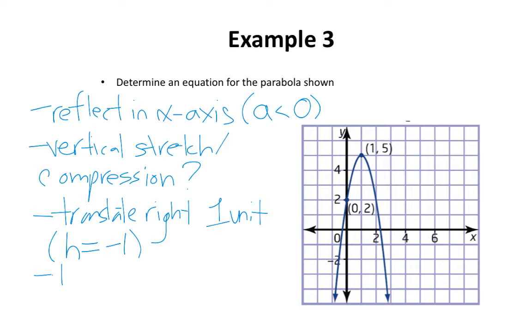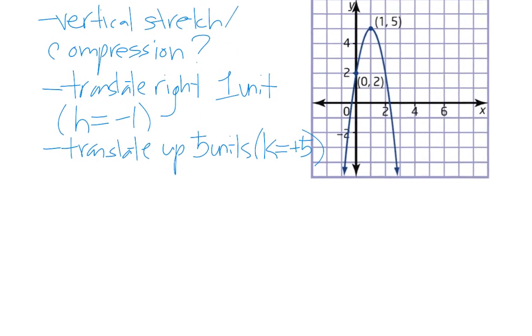So I'm going to write translate up 5 units. And that means the k value should be positive 5. This question is going to take a bit of work, so I'm going to need a little bit more space. You can do this on a separate piece of paper.